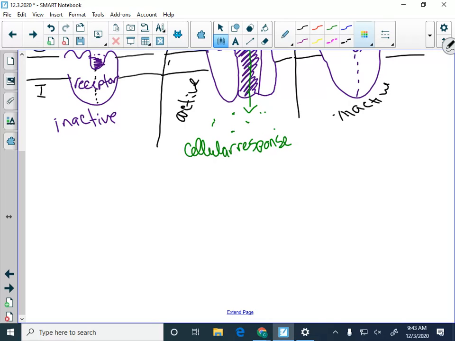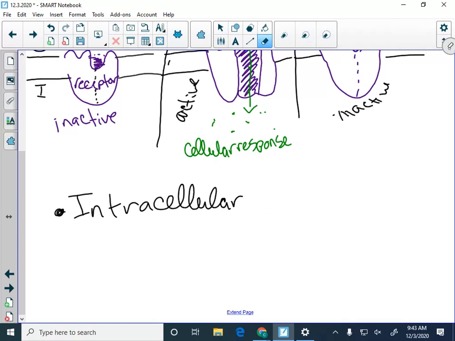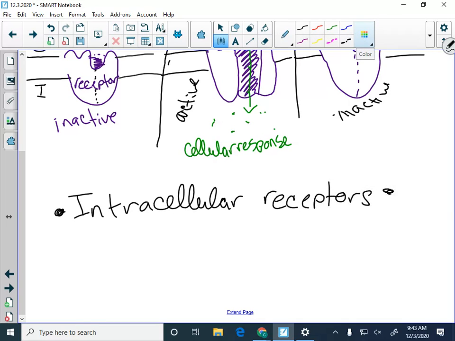Now we are going to briefly talk about intracellular receptors. So cell membranes aren't the only place in cells that receptors exist. These membrane receptors can also exist on other cell membranes, so nuclear membranes, all that fun stuff. But there are receptors that are just free floating within the cell.